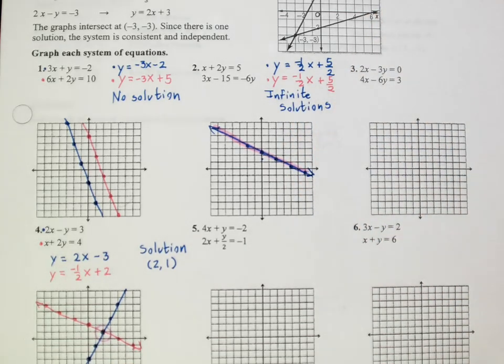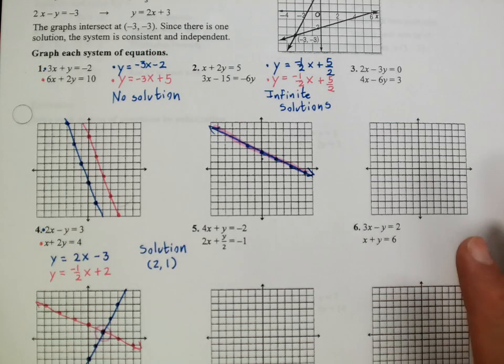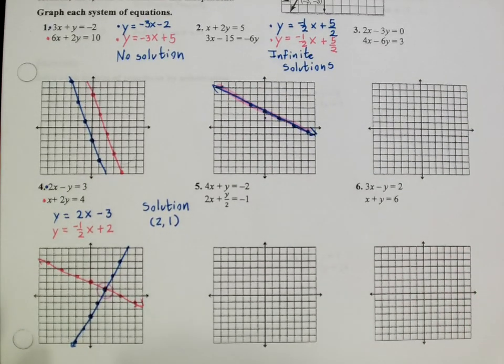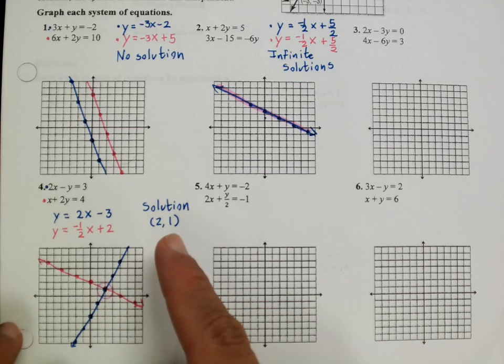Okay. So again, to review, solve for y first. That's what you need to do. And then after you solve for y, you need to graph both lines, and the point of intersection is going to be what your solution is.